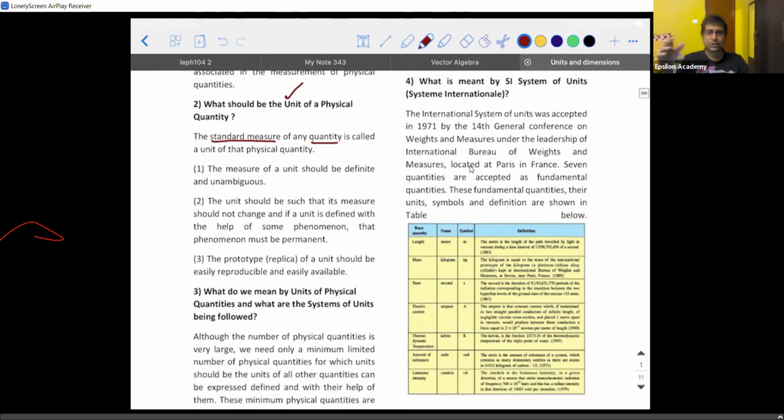There are certain conditions which need to be followed when you talk about units. First, the measure of a unit should be definite and unambiguous. If you're talking in terms of centimeter, you need to be clear; you cannot club everything together. Second, the unit's measure should not change, and if a unit is defined with the help of some phenomenon, then the phenomenon must be permanent.